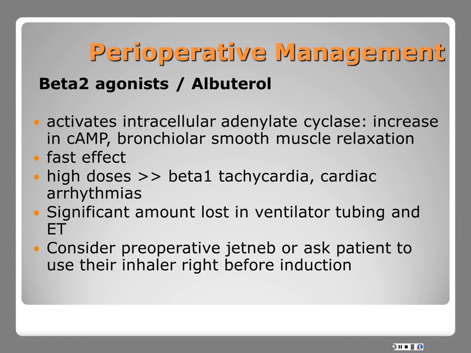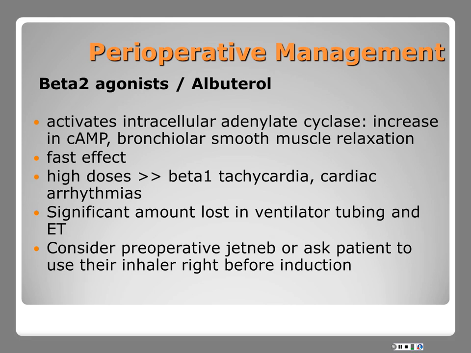Beta-2 agonists, or albuterol, are the mainstay of treatment for many of these. These agents activate intracellular adenylyl cyclase. They increase the cAMP and cause bronchiolar smooth muscle relaxation. They act very fast. We use them relatively routinely in the operating room because of their fast effect.